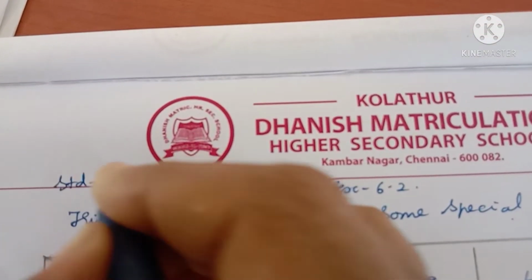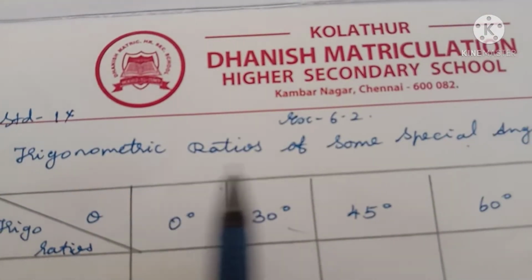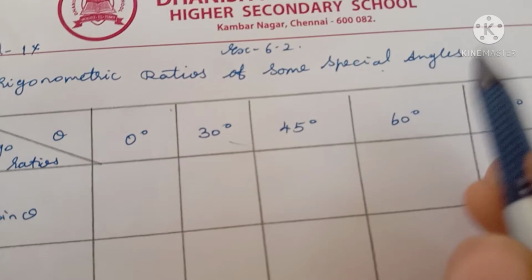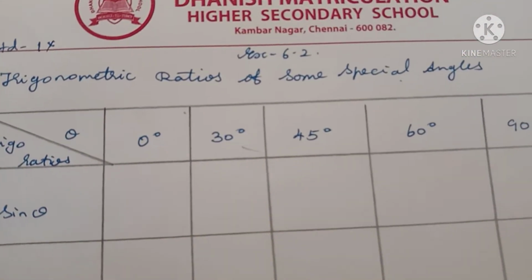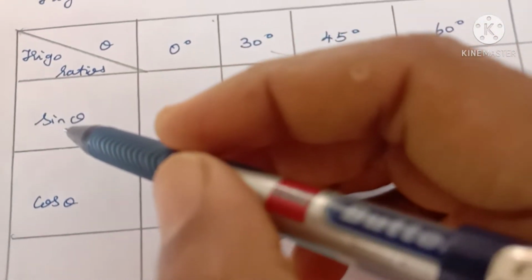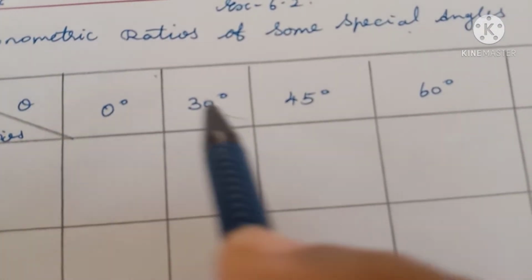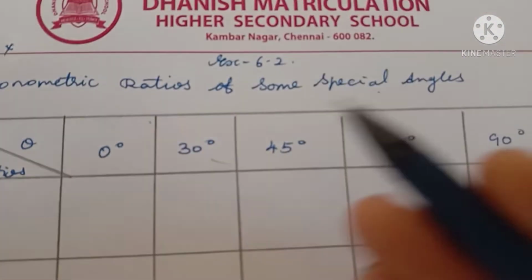Let's see the exercise 6.2 introduction: trigonometric ratios of some special angles. We are going to see the values of some special angles. So you know the trigonometric ratios sine, cos, tan, cosec, sec and cot, and you are going to learn the values for 0 degree, 30, 45, 60 and 90 degree.